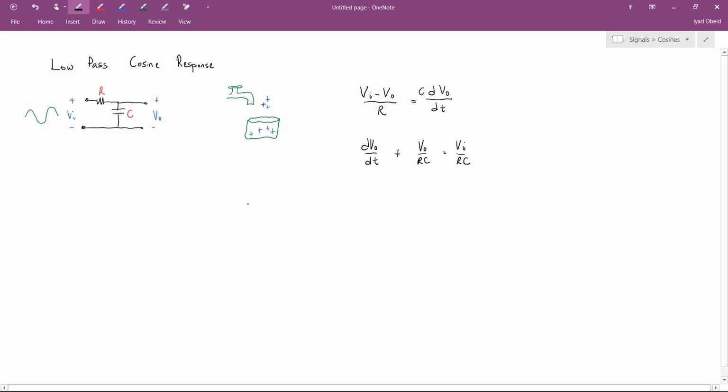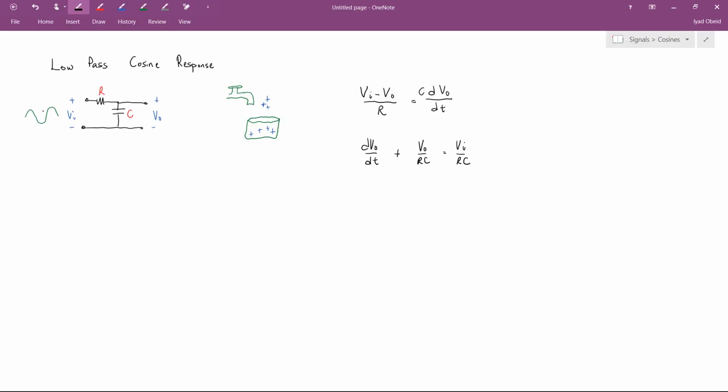In this recording, we're going to analyze how a low-pass filter responds specifically to cosine inputs. I've drawn our RC filter over here, and I've drawn a little cosine at the input just to remind you that we're going to be putting cosines into it today instead of step functions. I also want to take a moment to do a little bit of an analogy.